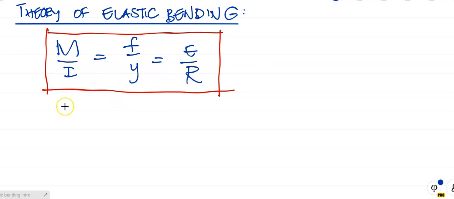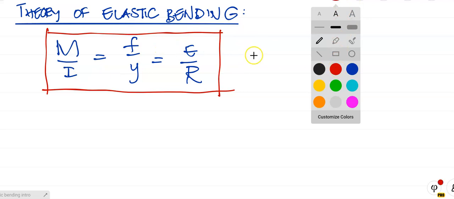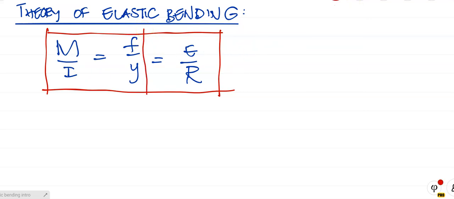But people, we normally use this formula with the splits only, with M over I equal to F over Y. We hardly ever use that over there. I'll explain what they are.